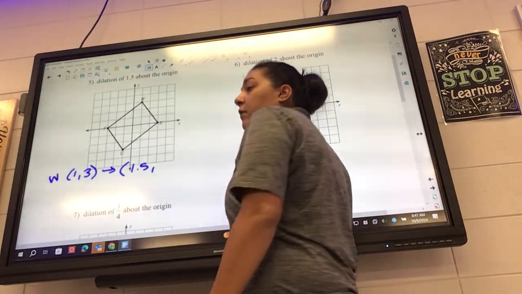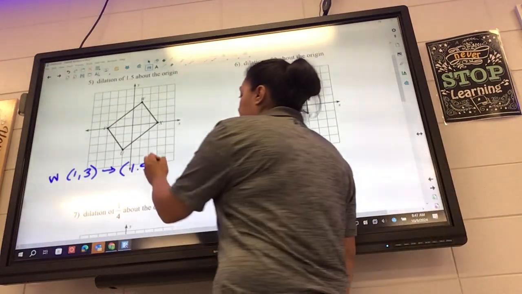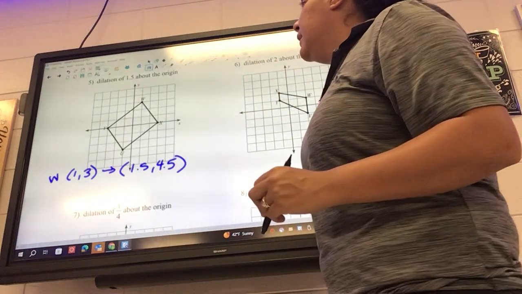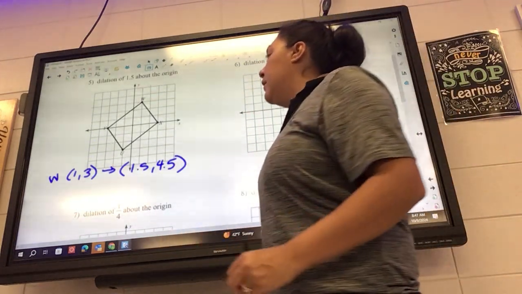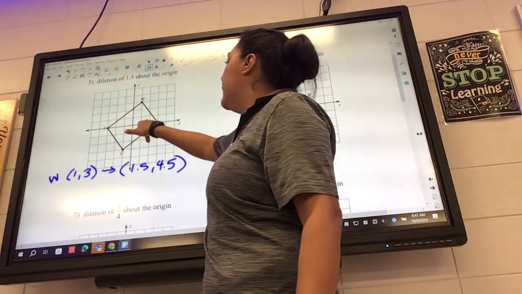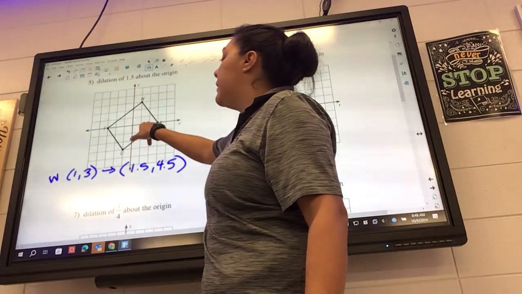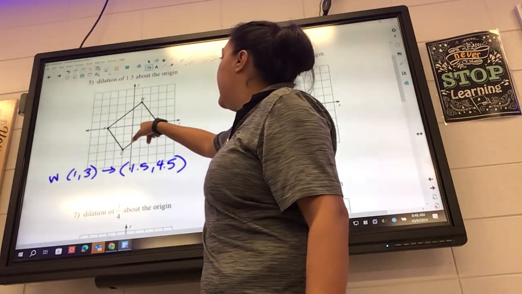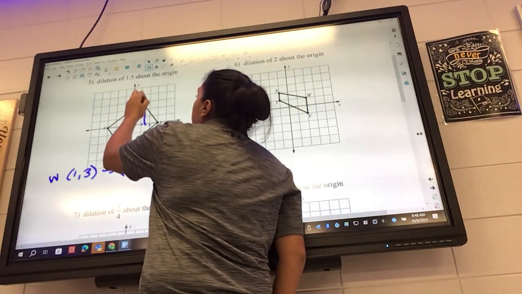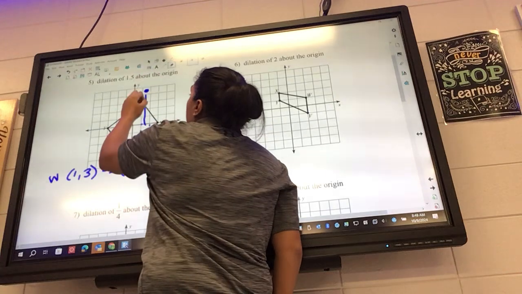I don't know. Are you guessing? That's 4.5. Okay, so for the 1.5, if this is 1 and this is 2, then 1.5 has got to be somewhere here in the middle. And then 4.5, so here's 1, 2, 3, 4, so 4.5 is going to be somewhere here in the middle.